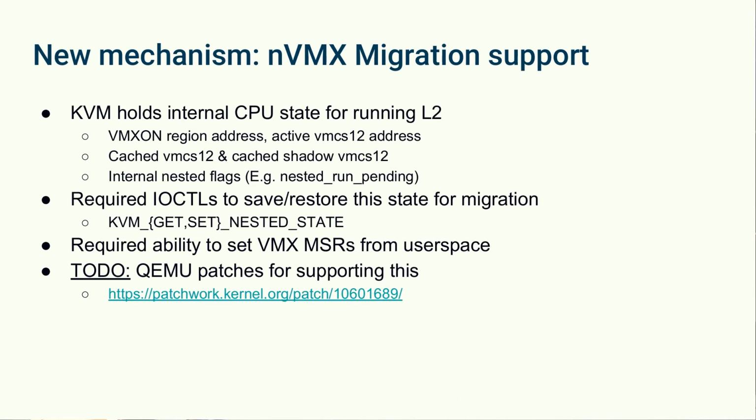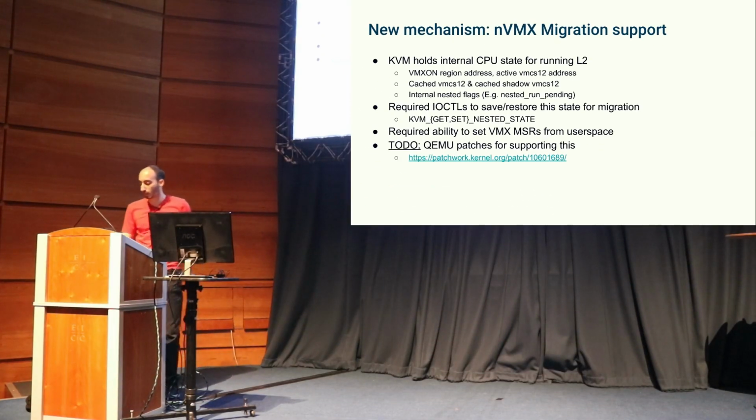Also, two new mechanisms have been implemented in the past year. One of them was pushed very hard by Google, which is basically nVMX migration support. The idea was that if we are able to set the VMX features exposed to the guest from user space, and also be able to query and set the internal state used by KVM to run the layer 2 guest, we will be able to migrate nVMX workloads that run nested hypervisors. Unfortunately, we still don't have the patches for using these capabilities in QEMU because Google doesn't use it. So I have submitted a patch series to do that.